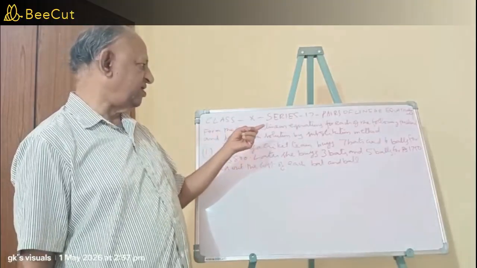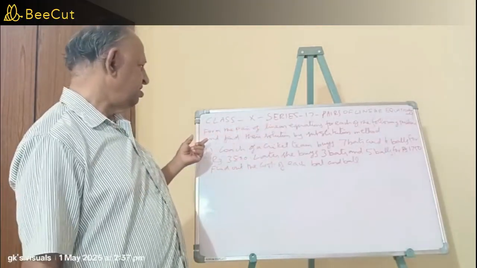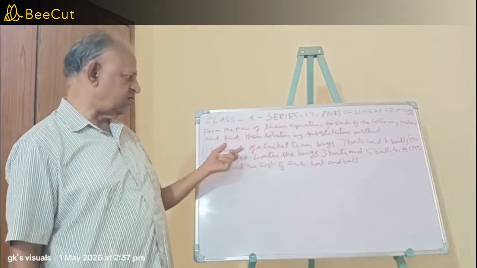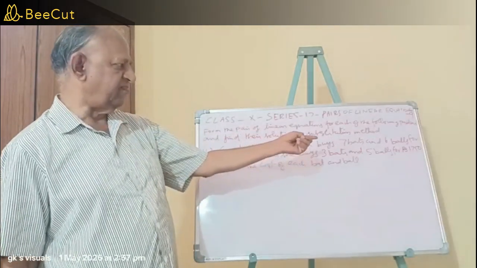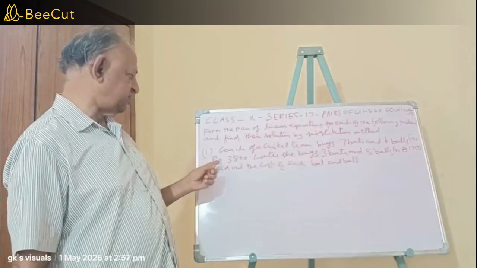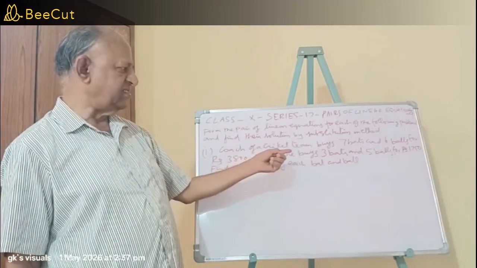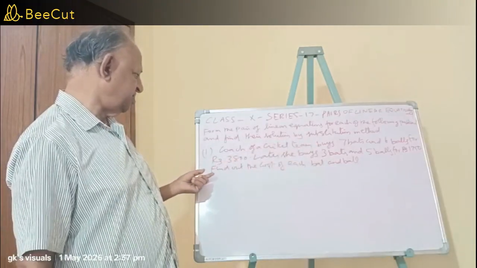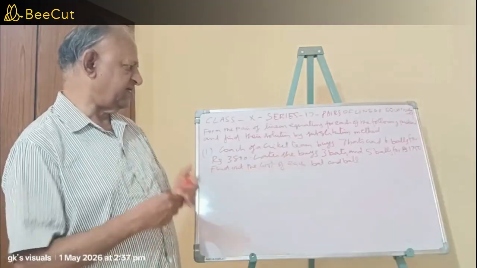Form the pair of linear equations for each of the following problems and find their solution by substitution method. First problem: the coach of the cricket team buys 7 bats and 6 balls for rupees 3,800. Later she buys 3 bats and 5 balls for rupees 1,750. Find out the cost of each bat and ball.